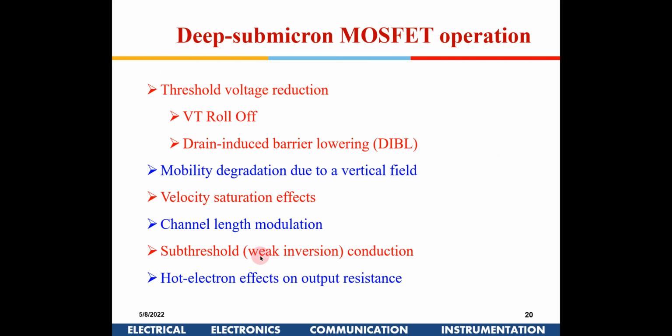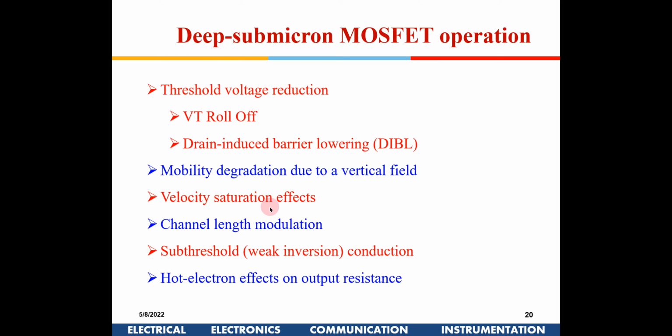So these are the effects which we see in deep submicron MOSFET operation. Threshold voltage reduction can be because of two effects, which are VT roll-off and drain-induced barrier lowering. We'll see each of them. Then there could be mobility degradation, velocity saturation effects, channel length modulation, subthreshold conduction, and hot carrier effect. So these are some of the drawbacks or issues which we face in deep submicron MOSFET operation.